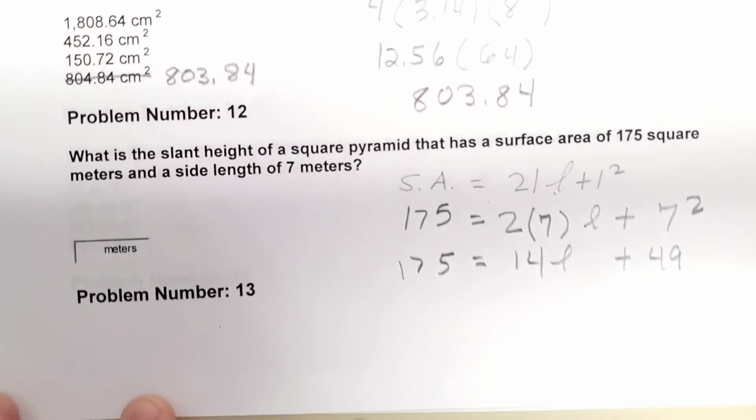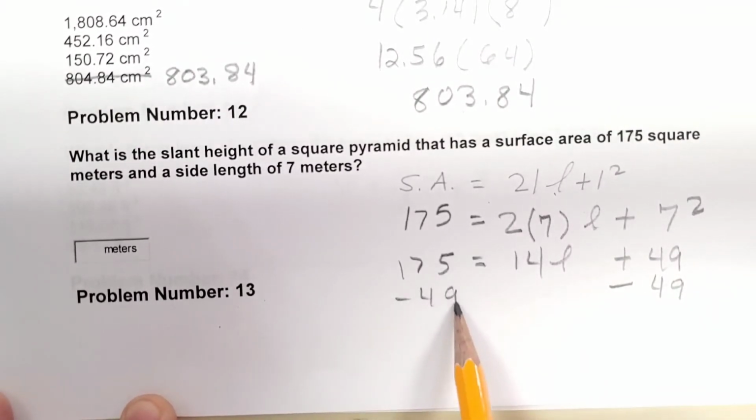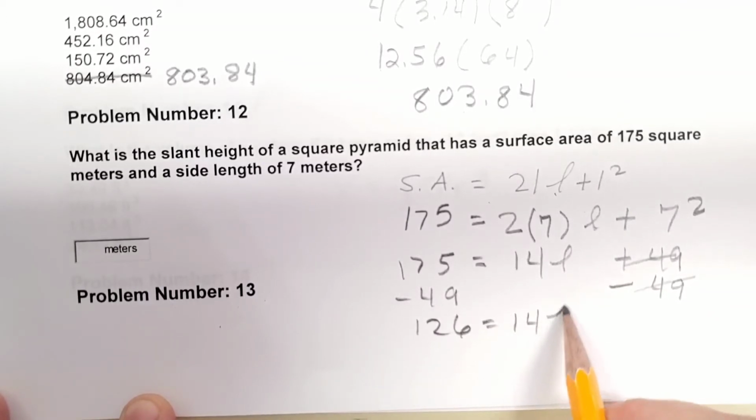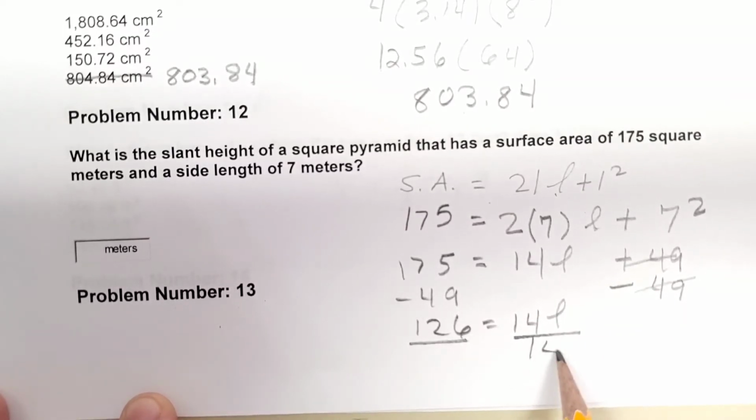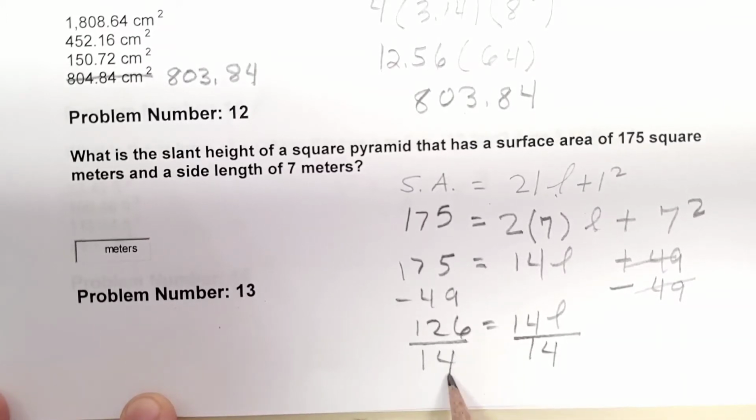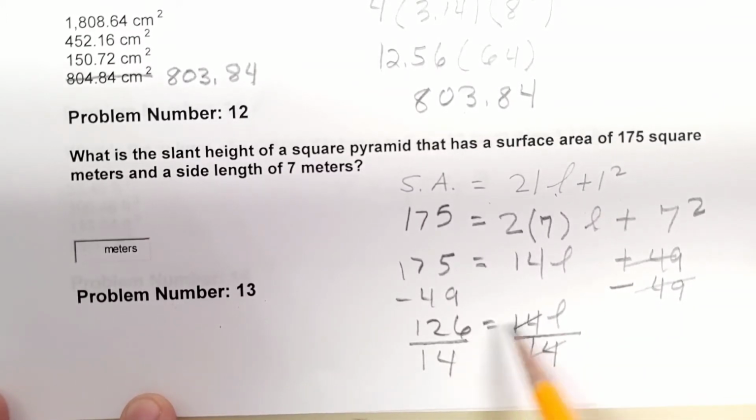Now we're going to have to do our algebra where we subtract 49 from both sides, canceling this out and making this 175 minus 49, 126. So we just have 126 equals 14 slant height. And the last step, do you know what it is? We're going to divide both sides by 14. Okay, I'll let you finish this. This will cancel out. And whatever the answer to this is, that'll be your answer to problem number 12.